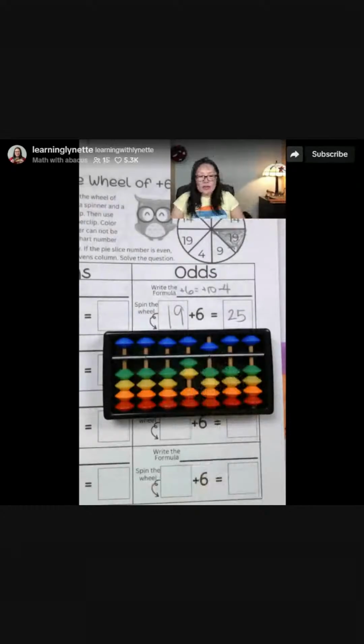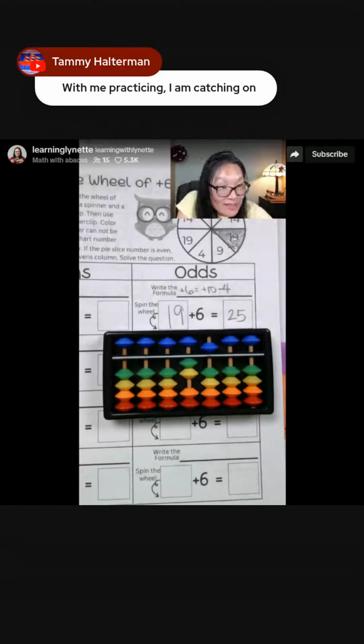Is it true the abacus is one of the first calculators? Yeah, I think so. It was around before Christ, and they used pebbles. Hey, Tammy, practicing with me. I'm catching on. Fantastic, Tammy. Welcome. That's great.